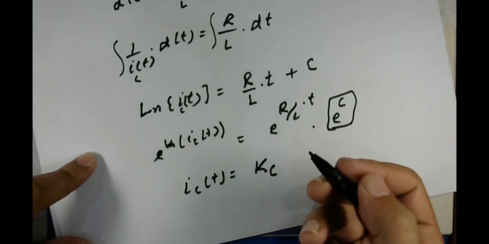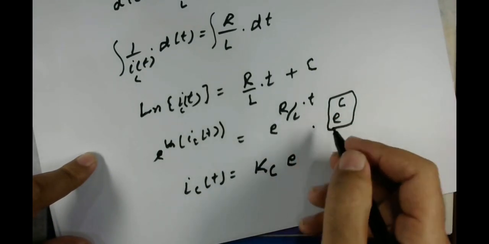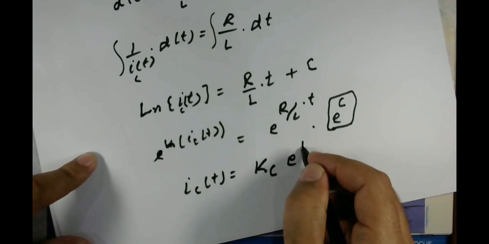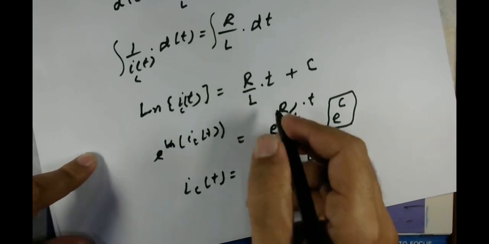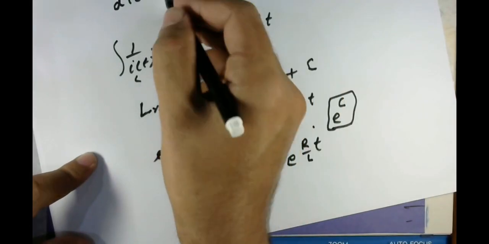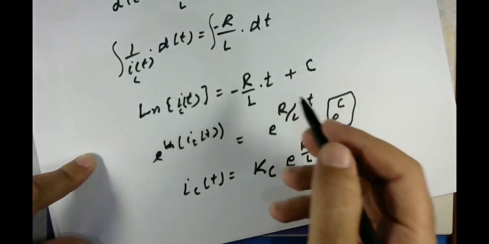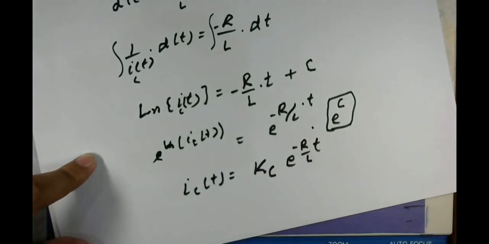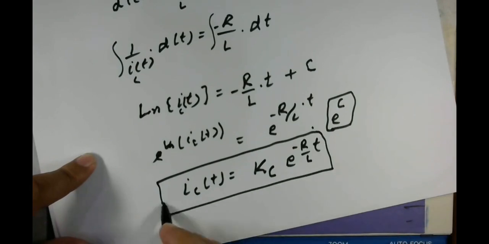This will be a constant value, right? So this is K_c e raised to a power R by L into t. Remember this was minus. Okay, you go from right side to left side, so this is minus over here and minus over here. Okay, this is your complementary solution.